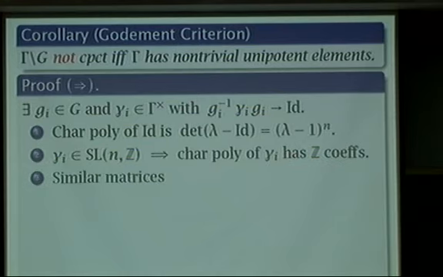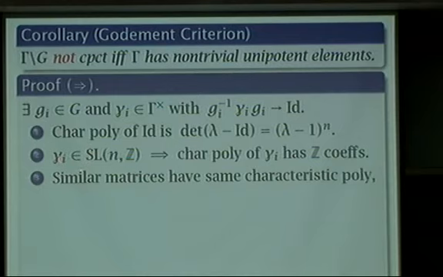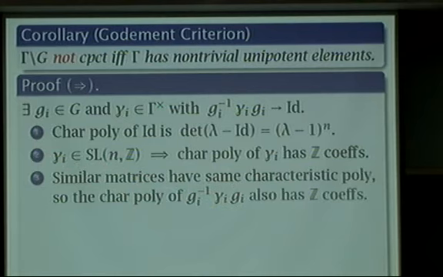Then the next thing we need to notice is that it's a basic fact that similar matrices always have the same characteristic polynomial. And gamma I is certainly similar to this: g_I inverse gamma I is conjugate, or similar, to gamma I, so it has the same characteristic polynomial as gamma I. But the characteristic polynomial of gamma I has integer coefficients, so the characteristic polynomial of this conjugate has integer coefficients.